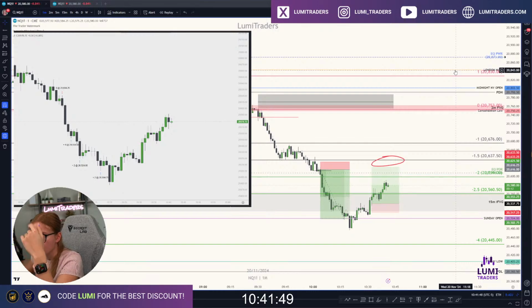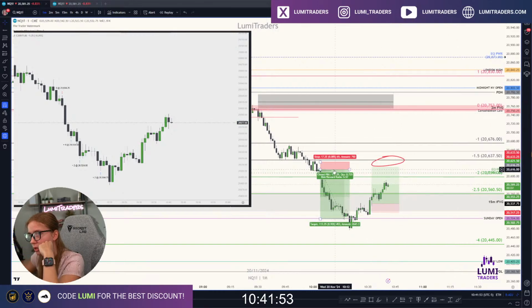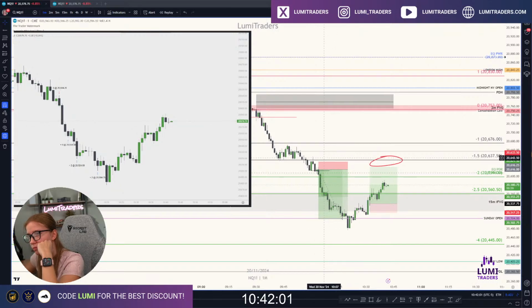Totally possible. But since we're still inside this market maker sell model, I would like to aim for this fair value gap. I know this fair value gap is still below this 1 and 1.5 standard deviation range, but I guess that's the only fair value gap that I can see right now.